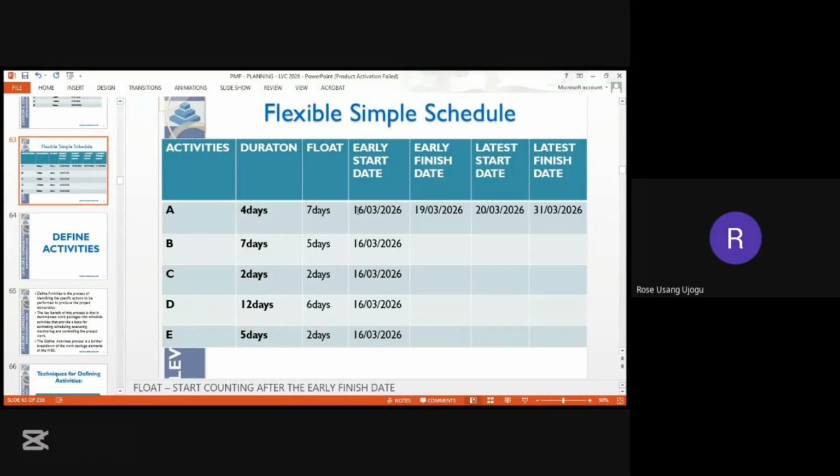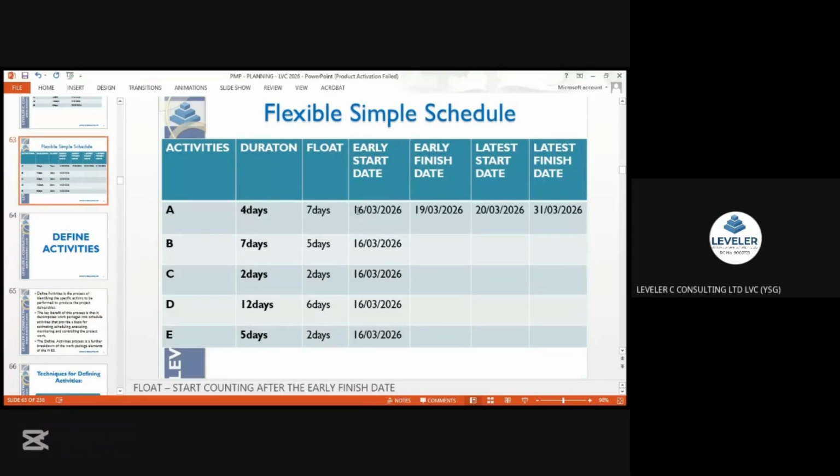It is a non-working day. We are not going to count. The 22nd is a Sunday, also a non-working day, so we are not going to count. We start counting from the 23rd, which is a Monday. So 23rd Monday, day 2. 24th, day 3. 25th, day 4. 26th, day 5. 27th is Friday. So the 27th is our day 6.